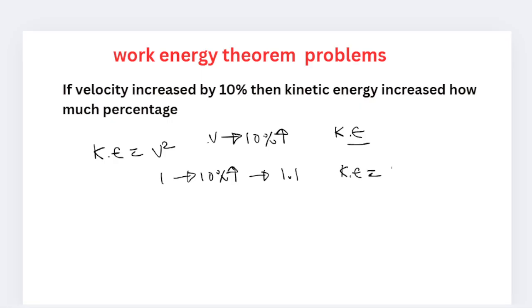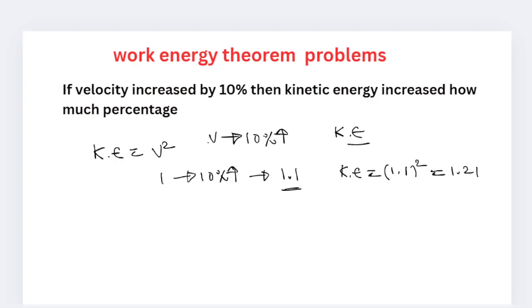Kinetic energy is equal to v squared, and here the velocity is 1.1. So 1.1 squared, nothing but 11 squared is 121, so I am getting 1.21.